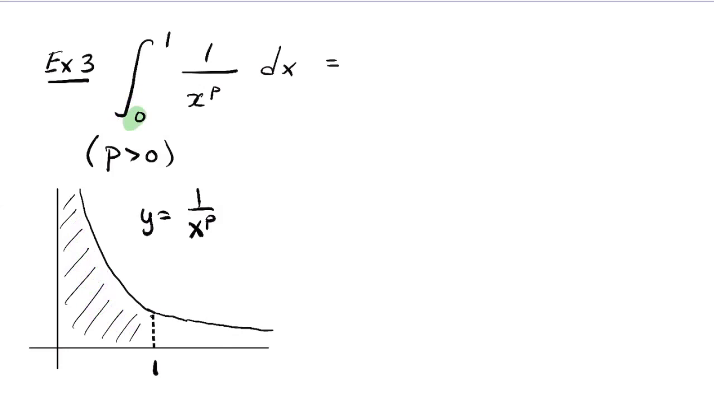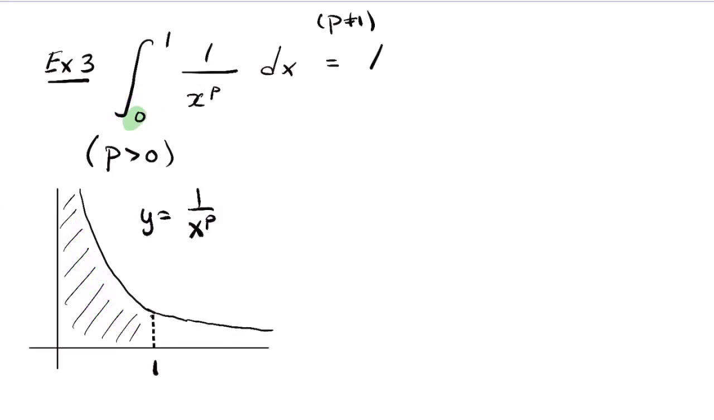By the way, we just answered the case when p is equal to 1 in example 2. In example 2, we saw that it diverged if p is equal to 1. So when I'm computing this here, I'm temporarily assuming that p is not equal to 1. We already know the answer there.